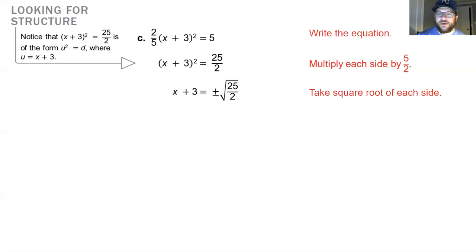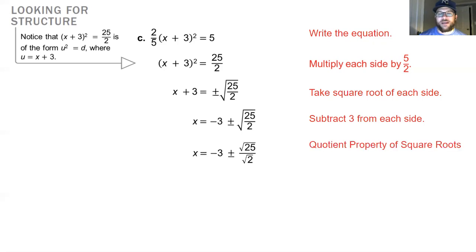Again, always making sure you have your plus or minus in front. And then we're going to subtract 3 on both sides to get that x by itself. Now, in order to help simplify everything inside of the square root, you already have a perfect square in 25, but that radical down there on the 2 is something that we need to take care of. That is not a real solution if you leave your radical in the denominator.